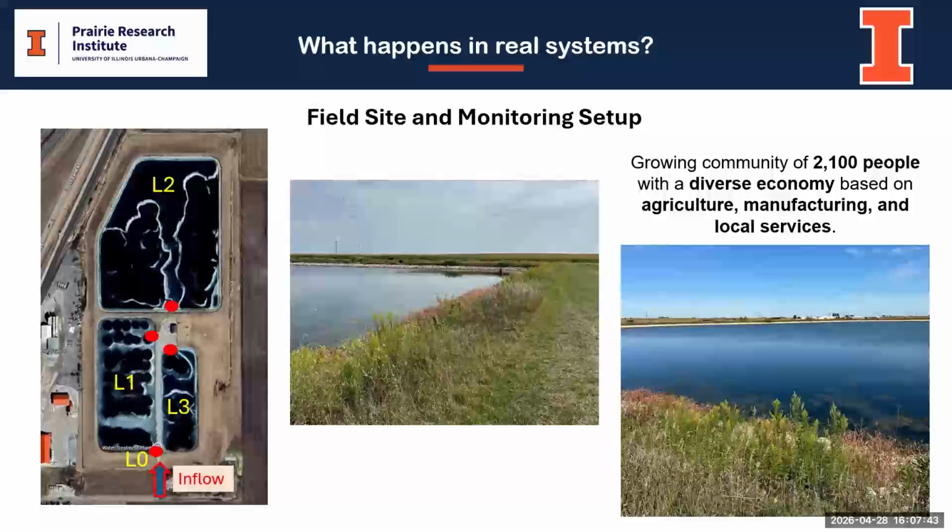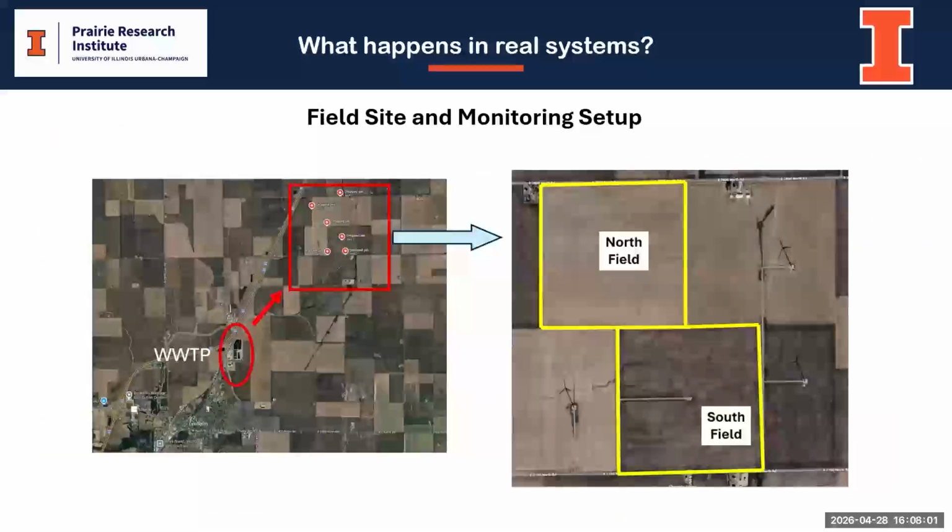So in a town near here in Illinois, we analyzed the water from the wastewater treatment plant. It is based on 3 lagoons, so we analyzed the different lagoons, as you can see there. And this town uses that effluent to irrigate a nearby field, where they have soybean and corn.